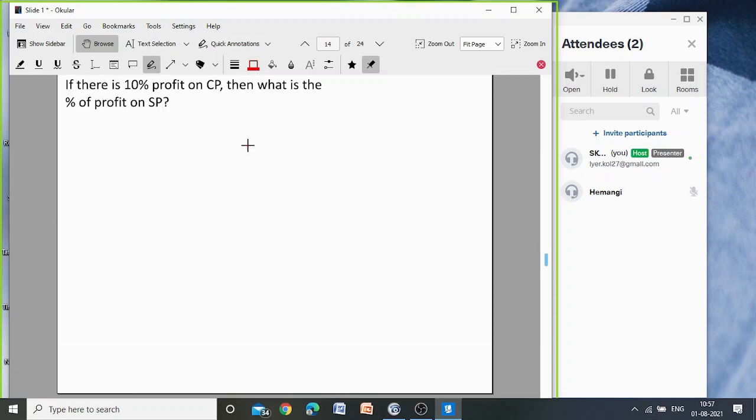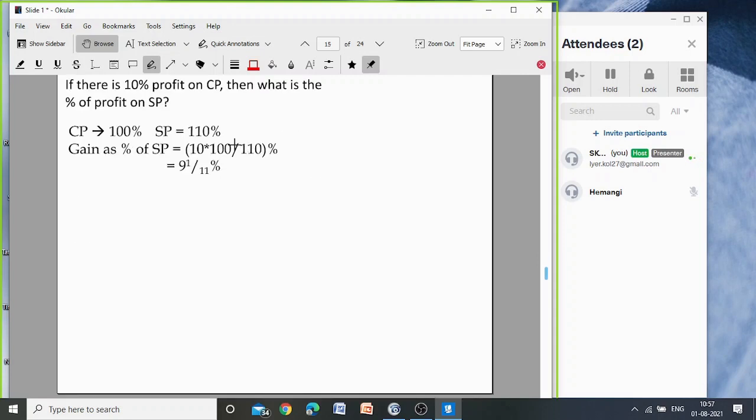If there is a 10% profit on cost price, then what is the profit on selling price? Normally, all the profit should be calculated on cost price. But specifically, if you calculate on selling price, though that is not the correct method, still, what would be the percentage?